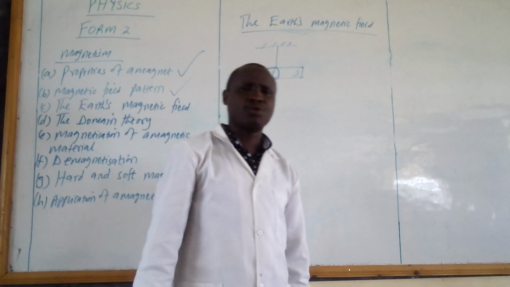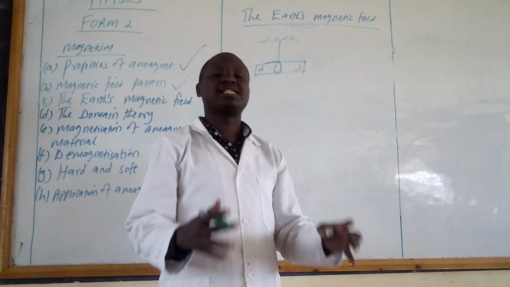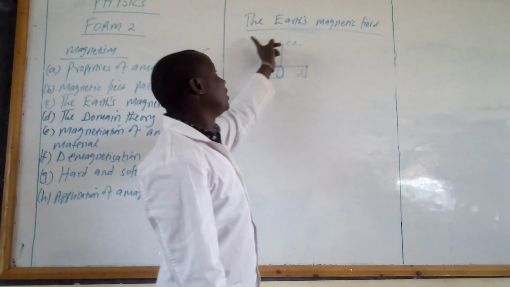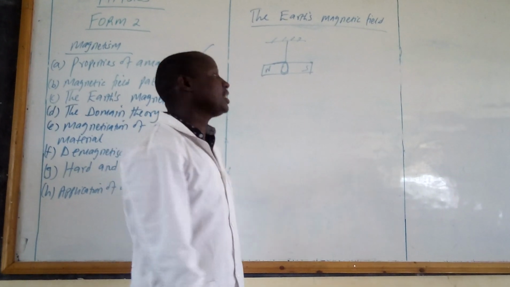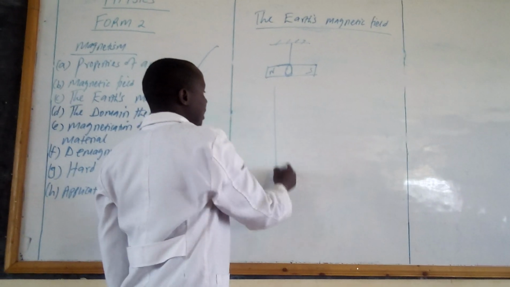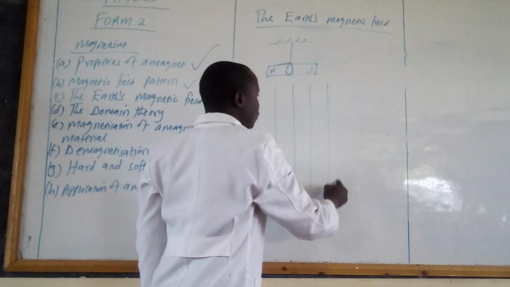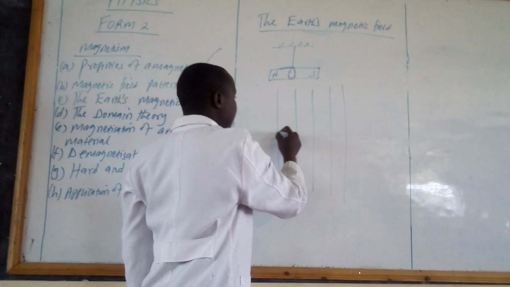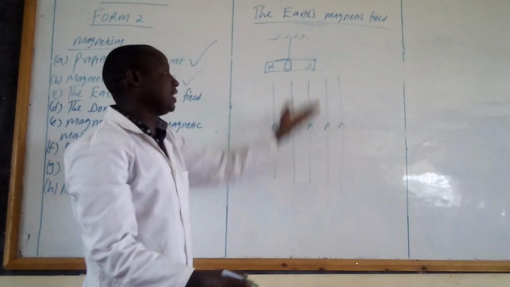What is that one tells you? That means the Earth itself is a magnet. That's why now this one we say the Earth's magnetic field. And the Earth magnetic field is having the magnetic field like this. This magnetic field is called the Earth magnetic field. It is running in that direction.